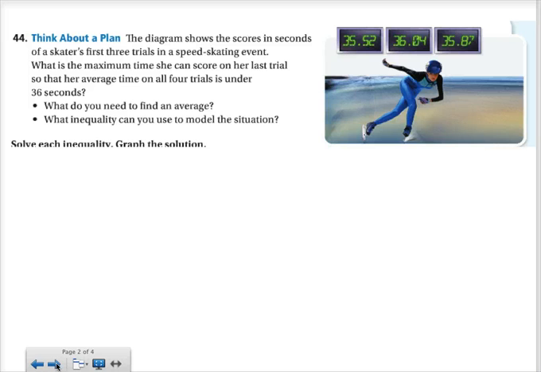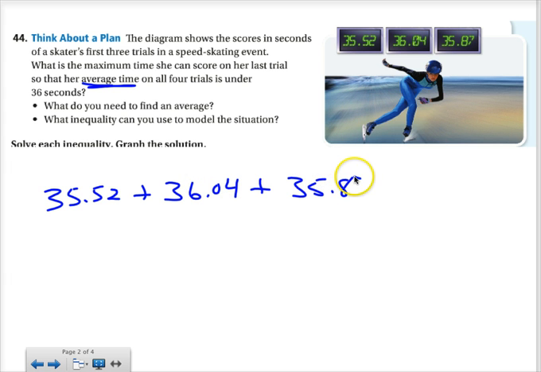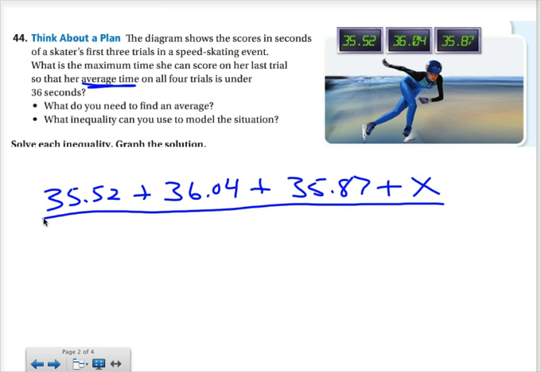Next one on the list that people tend to ask about is number 44. Number 44 says the diagram shows the times that a speed skater had in her trials, and we want to know what's the maximum time on the last trial so that she has a certain average time. Now that's the big deal right there. Average. Average is what you get when you add everything up and divide by how many you have. So in this case, we'd take 35.52, and we would add 36.04, and we would add 35.87, but then there's going to be one more trial, and we don't know what that one will be. And we're going to have to divide that by 4, because you have the 3 that you already know and 1 that you have to find out.